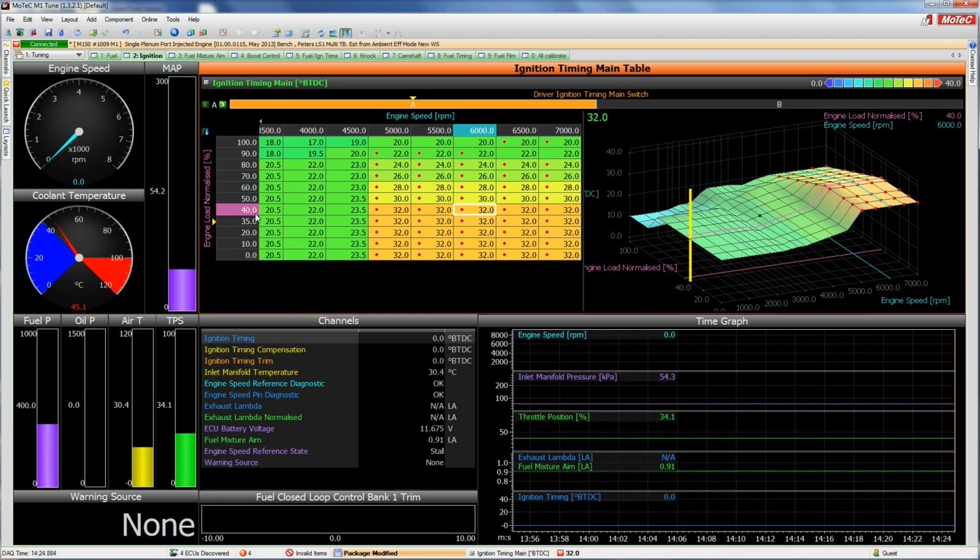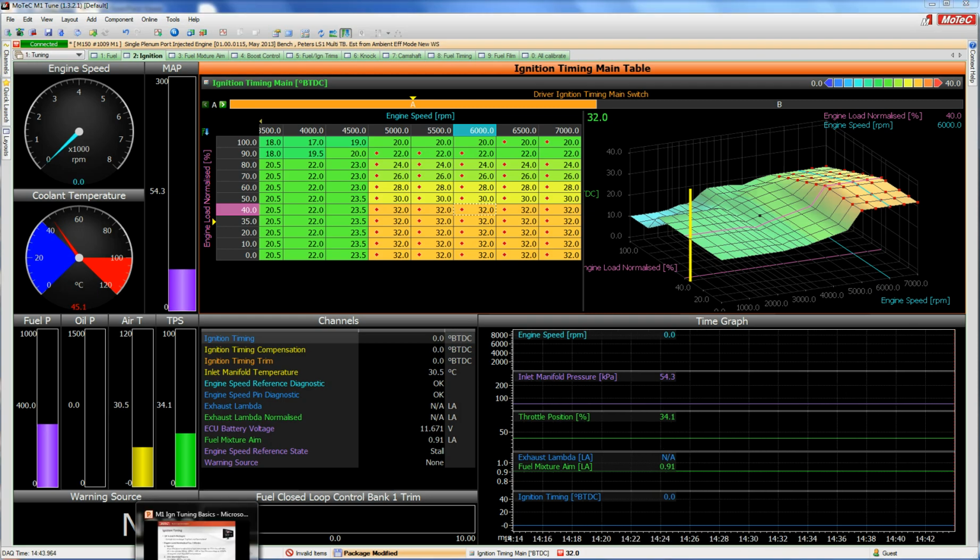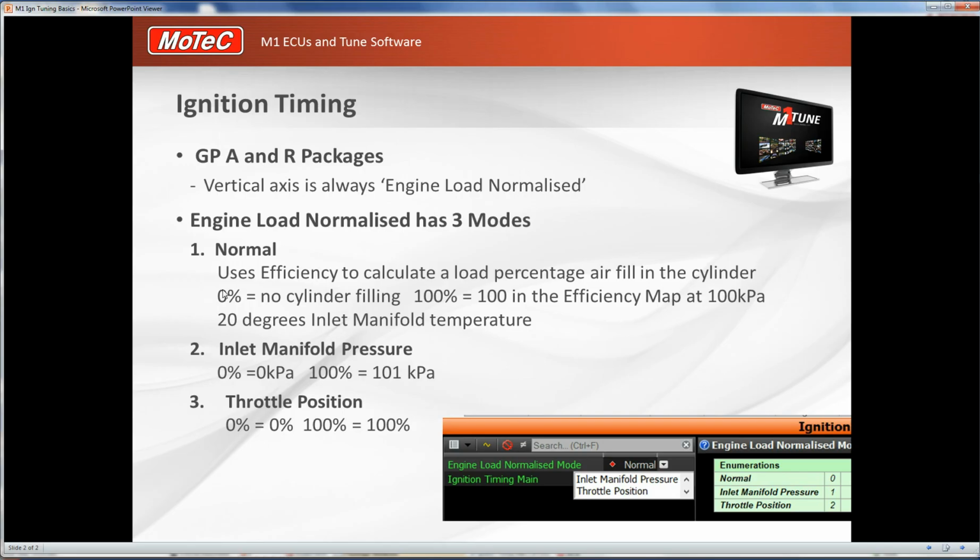If I put it really simply, we can run an engine load normalized channel as an engine load representation, or we can run it from manifold pressure representation or throttle based representation. So we'll just go into it in a little bit more detail. So three options, as I said.